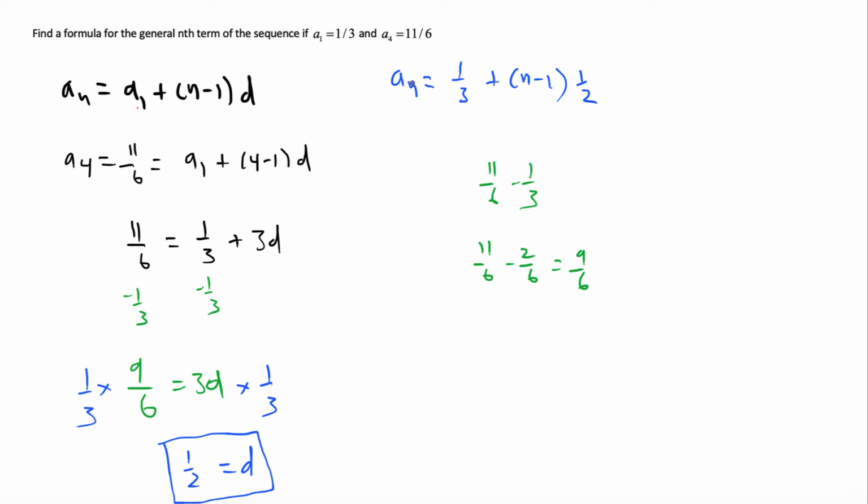So you notice we can get maybe a7. How are we going to figure out a7? Just plug in the 7 in here and then do the algebra. So this is the general formula for the nth term.